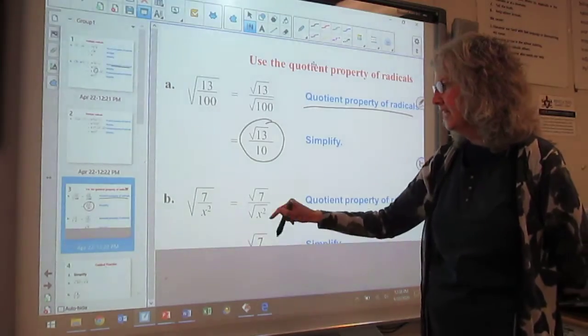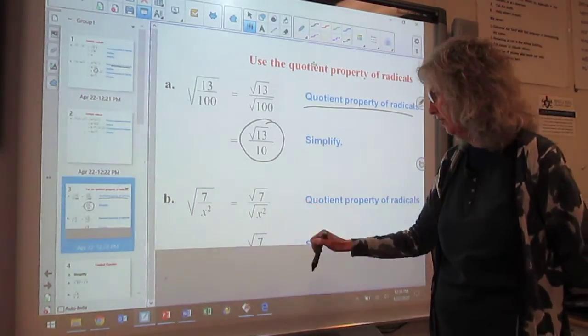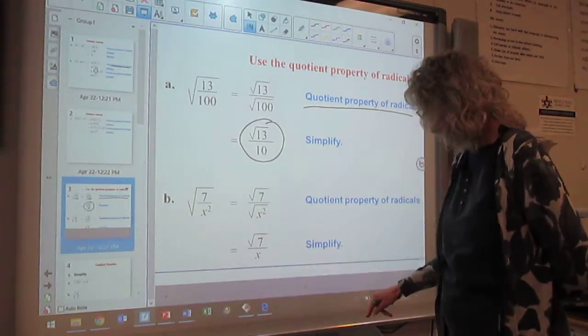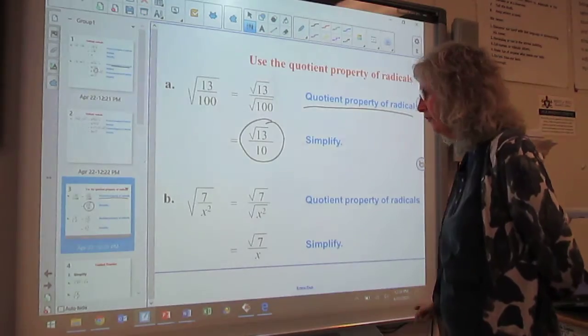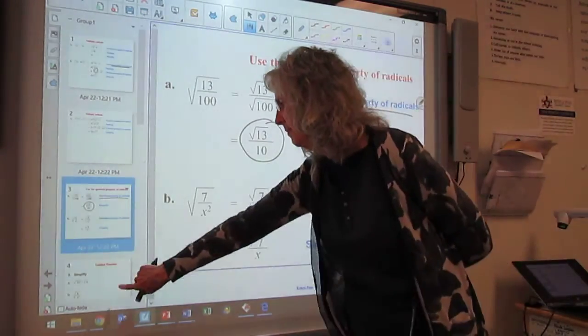The square root of 7 over x squared. We're going to do the same thing. Change it to the square root of 7 over the square root of x squared, and you're going to get the square root of 7 over x. If I'm talking too fast, slow this down or repeat the video. I don't want to go too slow because it's going to make my file too big.